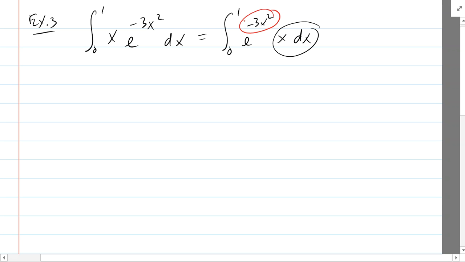If you've got an exponential all by its lonesome, u is always that. Never mind. U is equal to negative 3x squared. Remember e to the u?